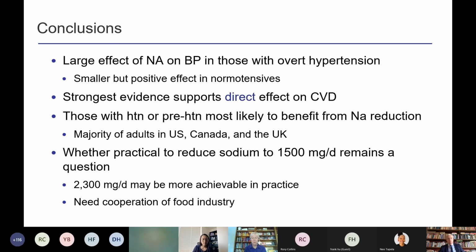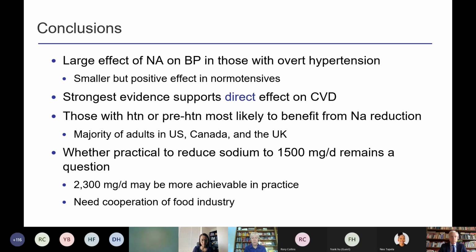Even in TOPE, which had pre-hypertension, found a large reduction in cardiovascular incidence. Whether it's practical to reduce sodium to 1,500 milligrams, though, remains a question. 2,300 might be more achievable in practice, but these do need the cooperation of the food industry.